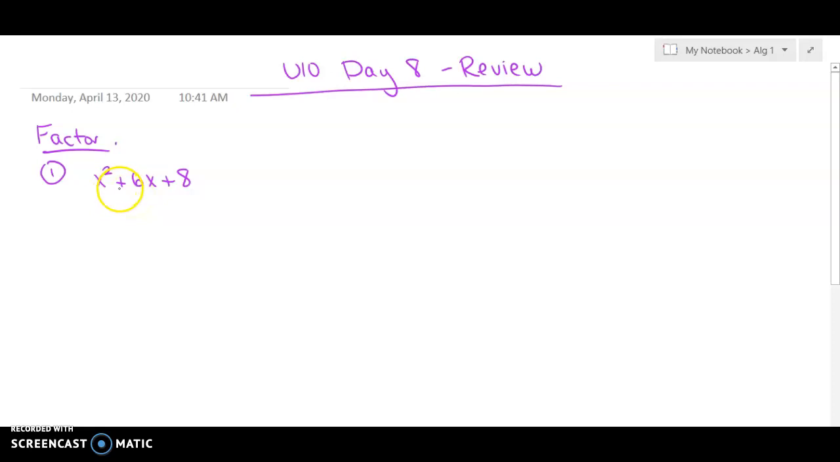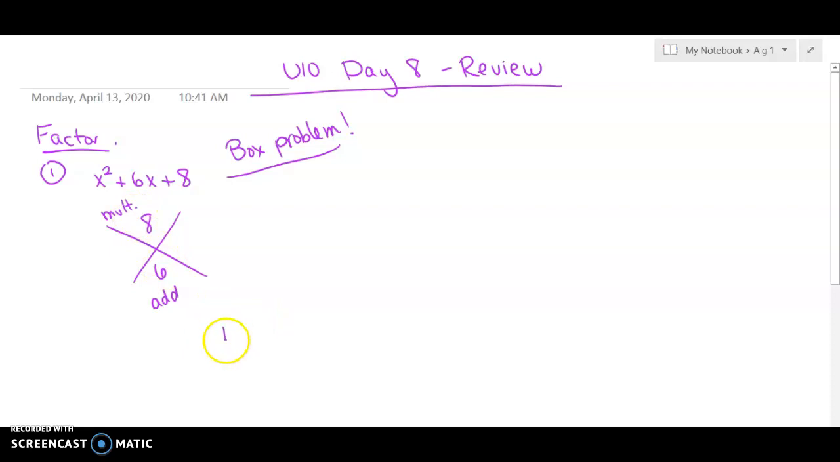All you're going to do is make sure it's in descending order and then do your box problem. Okay, we've been doing a lot of those lately. So it's in descending order, box problem, it's got to multiply to be the last number, so it's got to multiply to be 8, and add to be that middle number, which is 6. So you got to think about all the numbers that multiply to be 8. 1 and 8, 4 and 2, and that's about it. The numbers that are going to add up to 6 are 4 and 2. So 4 and 2 go here.